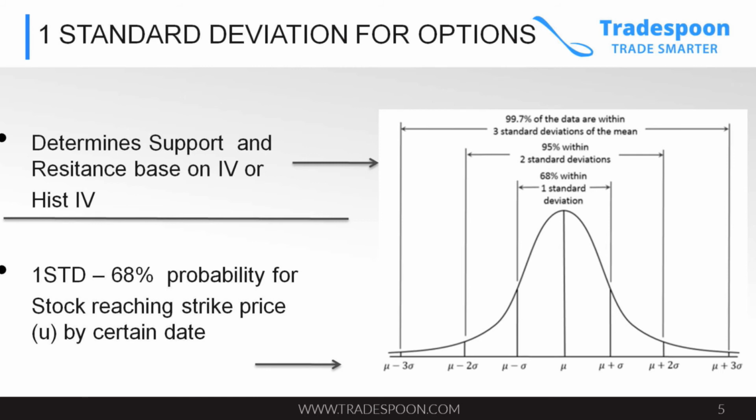So the bell-shaped curve and statistical analysis show you, just like when we roll two dice, most of the time you know that 7 or 6 or 8 will come out. Same thing when you are a stock trader or an option trader, you know that within a certain range the stock price will be by the time your trade comes into realization. So it determines support and resistance based on implied volatility or historical volatility.